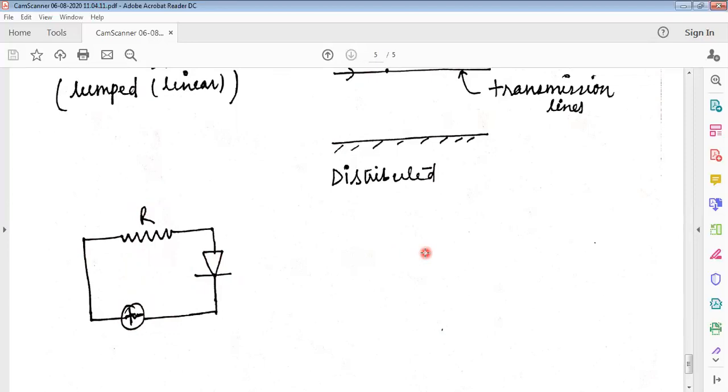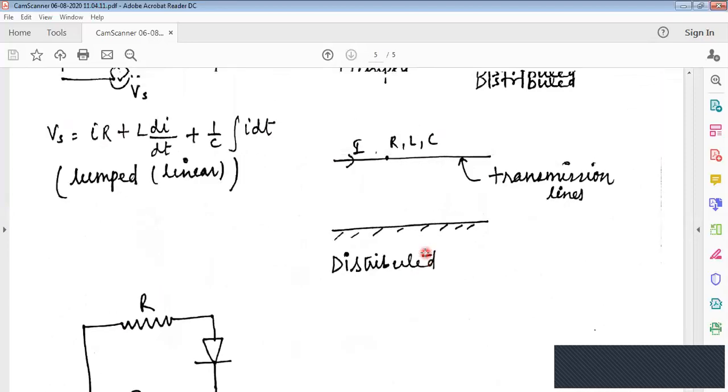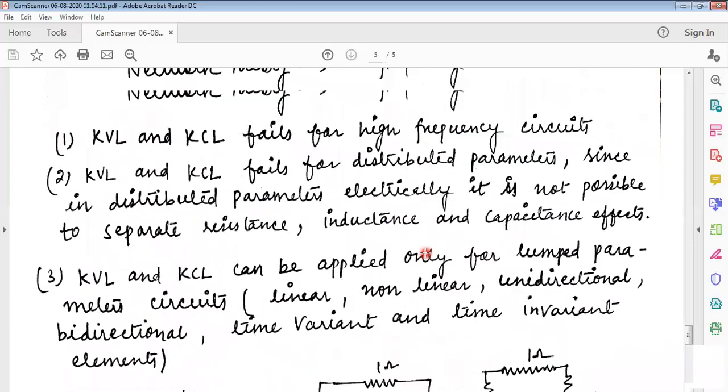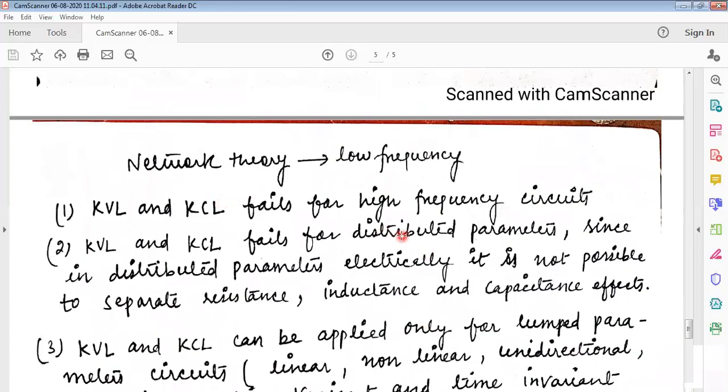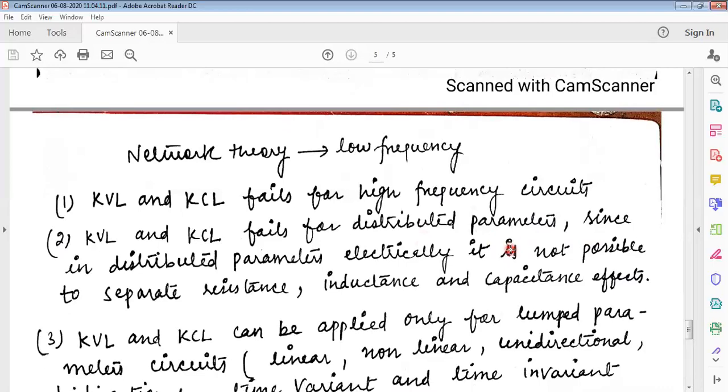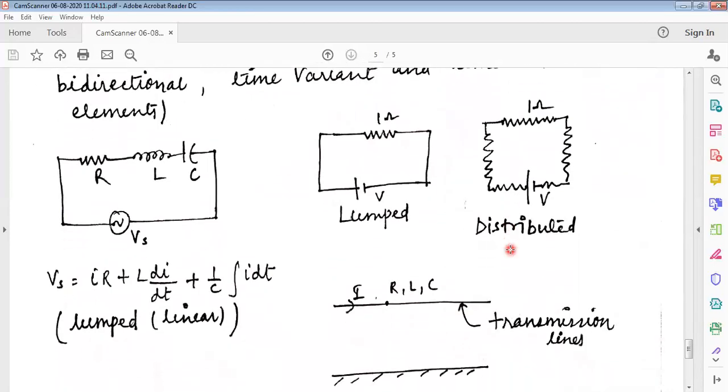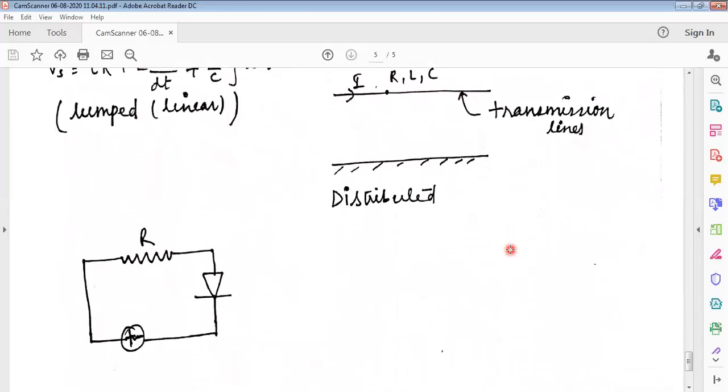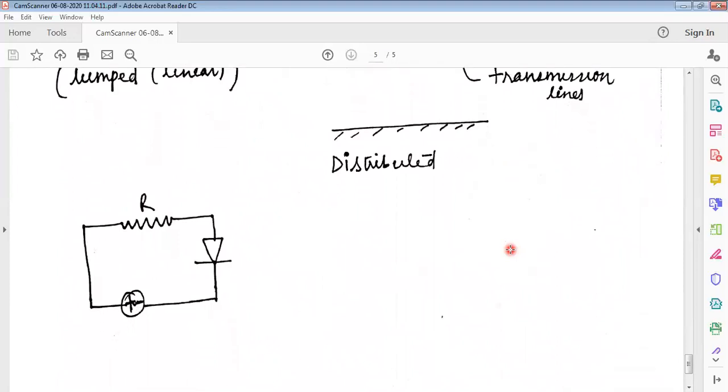So these were the two conclusions related to KVL and KCL. First one is that KVL and KCL fail for high frequency circuits, and KVL and KCL fail for distributed parameters. And I have shown here the examples of distributed parameters and lumped parameters. Clear? So this was about Kirchhoff's current law and Kirchhoff's voltage law. I hope that you have understood.